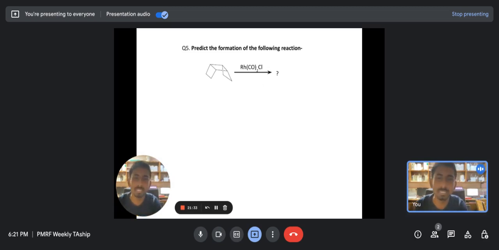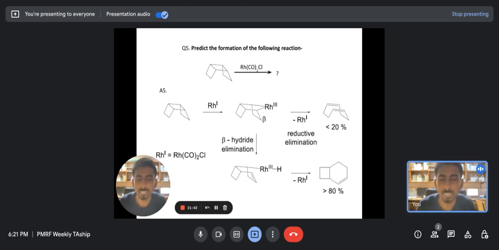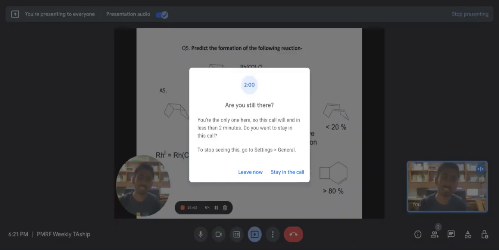So what is the product when this compound is treated with this fused cycloalkane molecule? Here is the mechanism of the reaction I have shown. When this compound is treated with rhodium 1, I have abbreviated this Rh(CO)2Cl molecule as rhodium 1. You know, when low valent metal centers like rhodium 1 are treated with C-C systems, they either activate the C-C bond or activate the C-H bond. Now, these C-C bonds are activated by the presence of this rhodium 1 by oxidative addition. You see, from rhodium 1, they are going to rhodium 3.